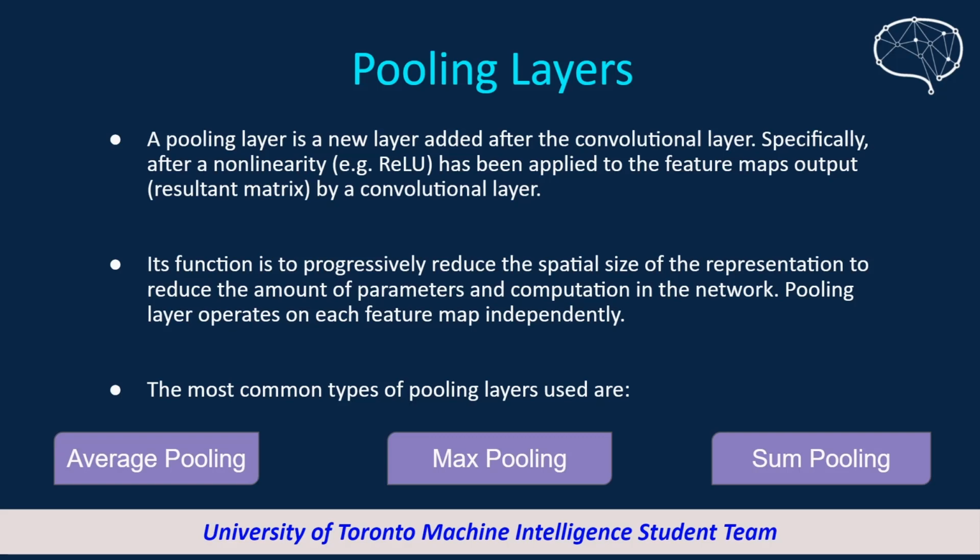A pooling layer operates on each feature map independently, and the most common types of pooling layers are average pooling, max pooling, and sum pooling.